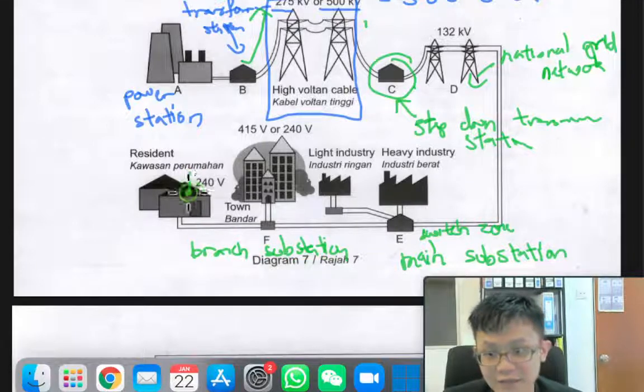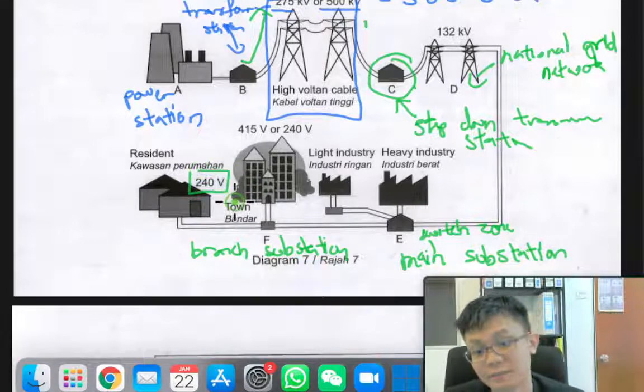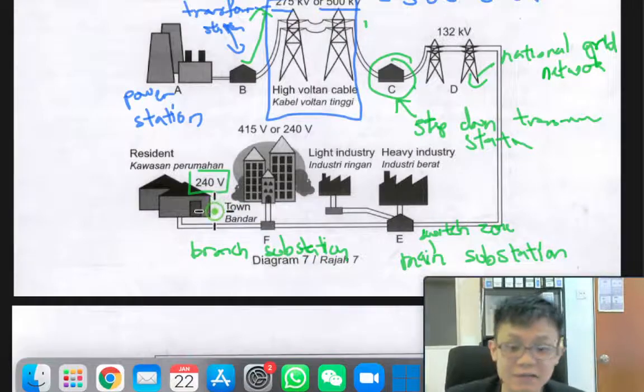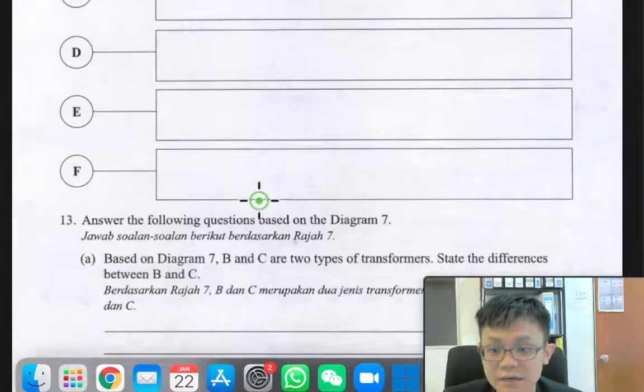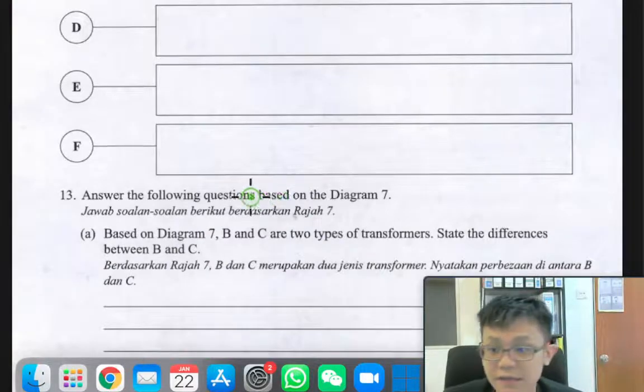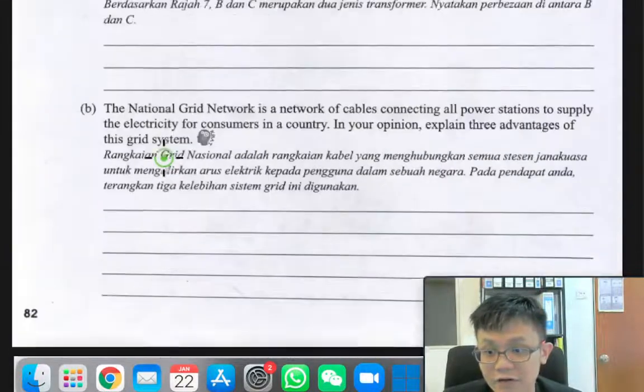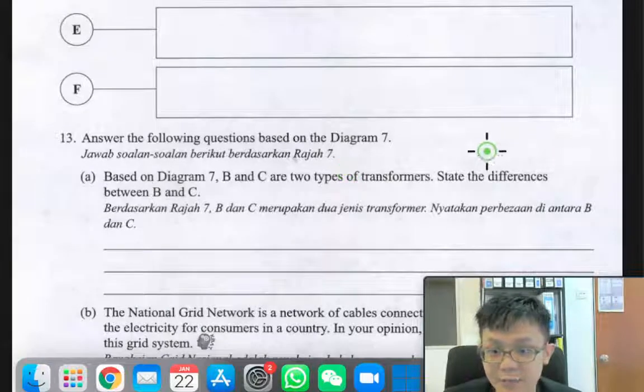Usually in Malaysia it is 240 volts. I think in China it will be slightly lower. Okay, maybe we can do 13. We can do a few more questions, then we can take a short break.